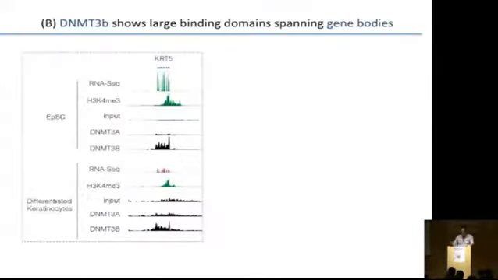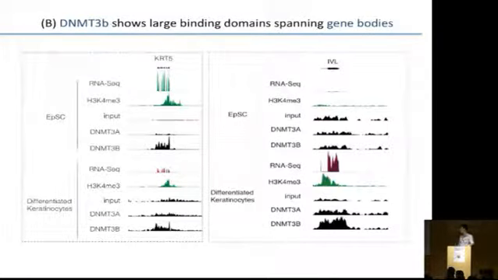The second interesting binding pattern that I want to talk to you about today is that DNMT3b binds large domains spanning the gene bodies of active genes. Here I give you an example of an essential gene for epidermal stem cells: keratin 5, which is highly expressed and highly bound by DNMT3b in epidermal stem cells. And this binding is actually very dynamic. In fact, when you differentiate the cells, DNMT3b binds an essential gene for differentiated keratinocytes, in this case involucrin.